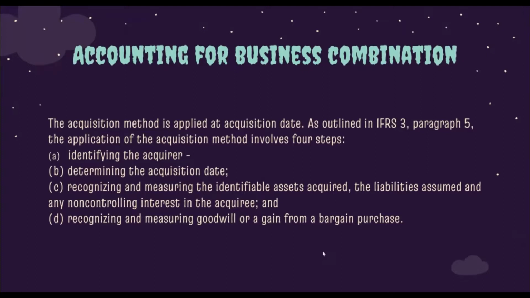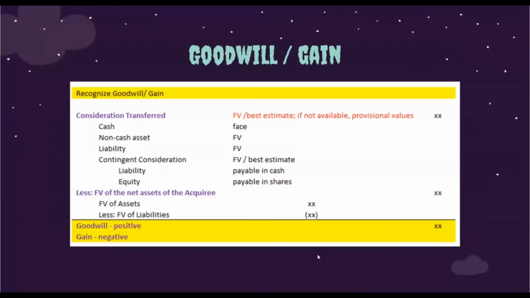Now this gain is the opposite. Meaning, the fair value of the net assets of the acquiring entity is greater than the amount of consideration being paid by the acquirer. But this is very rare. It's a rare instance that this will happen. That's why IFRS 3 mentions to double check first if there's really a gain to be recognized.